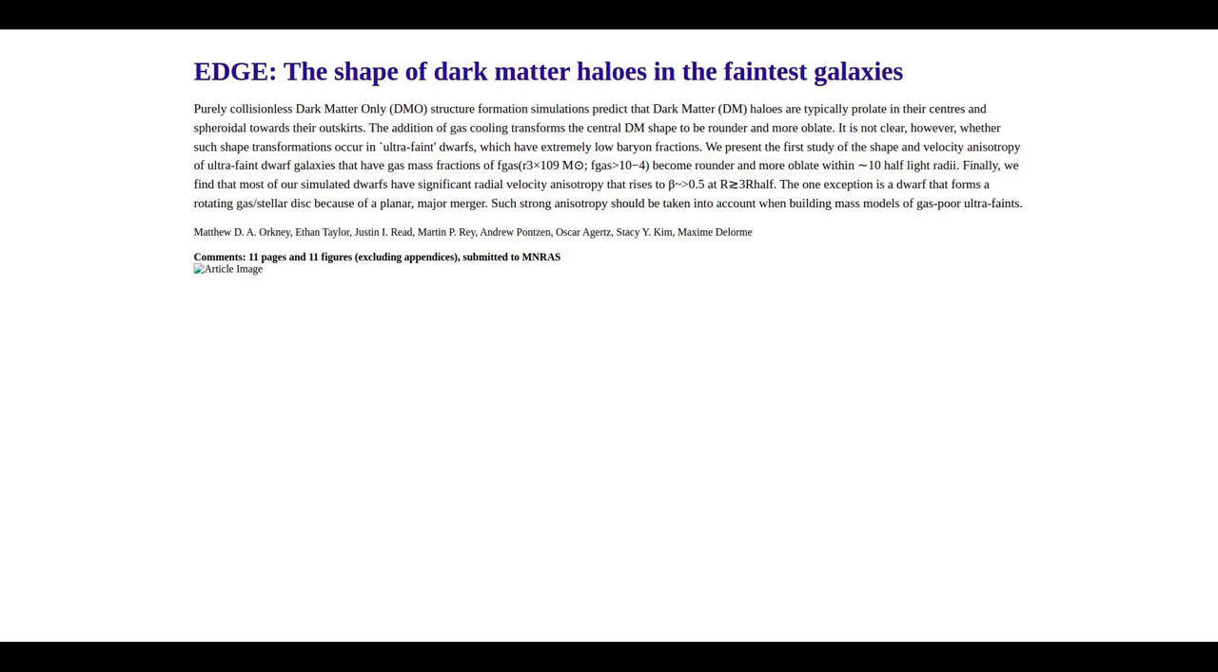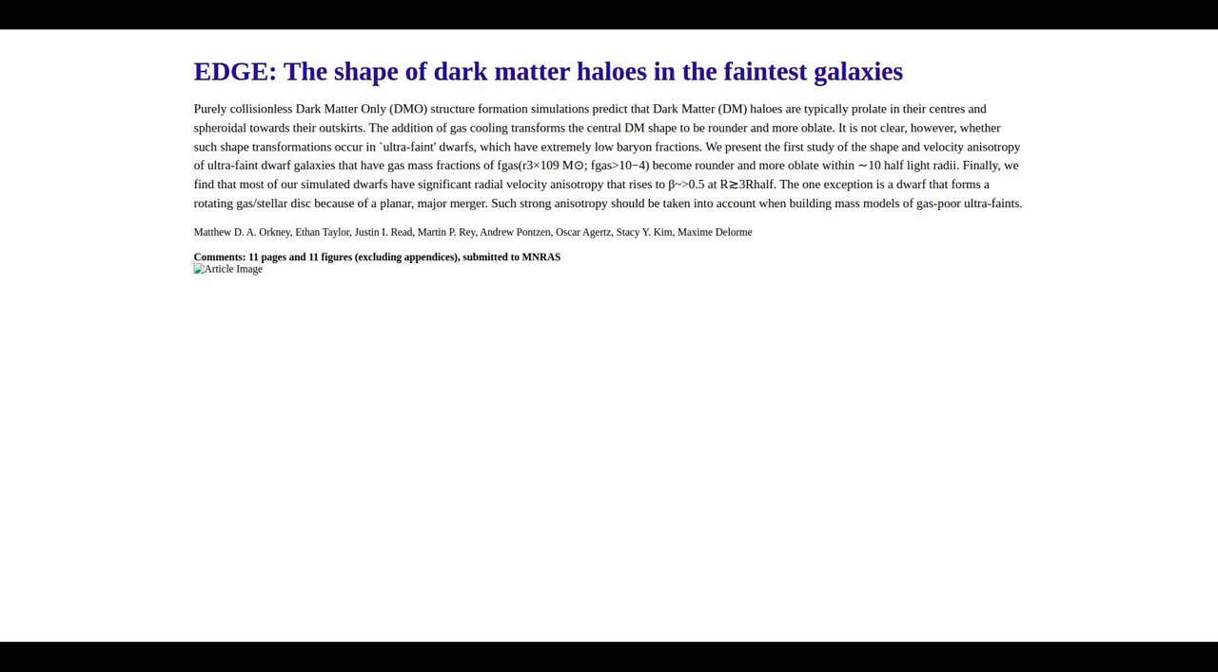Purely collisionless dark matter-only structure formation simulations predict that dark matter halos are typically prolate in their centers and spheroidal towards their outskirts. The addition of gas cooling transforms the central DM shape to be rounder and more oblate. It is not clear, however, whether such shape transformations occur in ultra-faint dwarfs, which have extremely low baryon fractions.